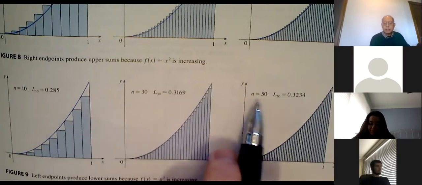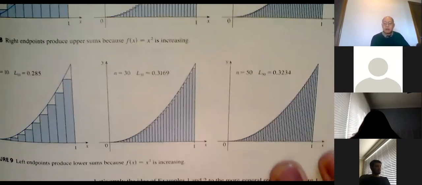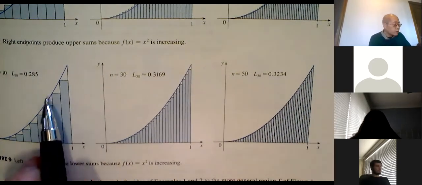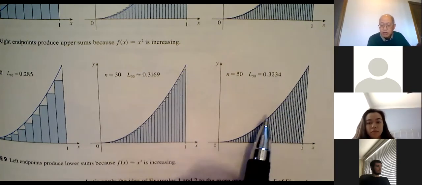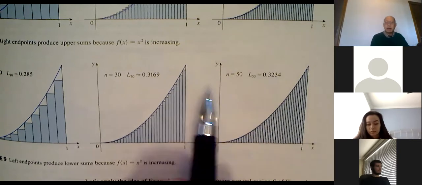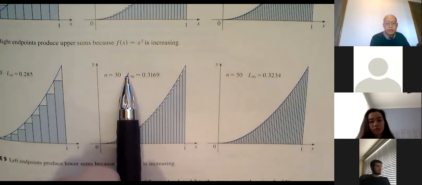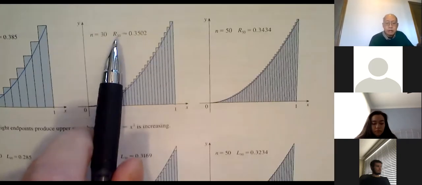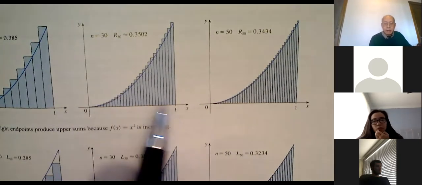Now look at the underestimates. N is 10, 30, 50. Okay. Again, the approximation gets better and better and better. You're looking at the lost area is the white space, right? So look at how much white space there is here. Much less white space. Here, it's very hard to even tell the white space, right? So the approximation gets better and better and better as n gets bigger and bigger. Okay, so L stands for using left endpoints. R stands for using right endpoints. And the little subscript like R30 or L50, the 50 or the 30 tells me I'm chopping up into that many pieces.